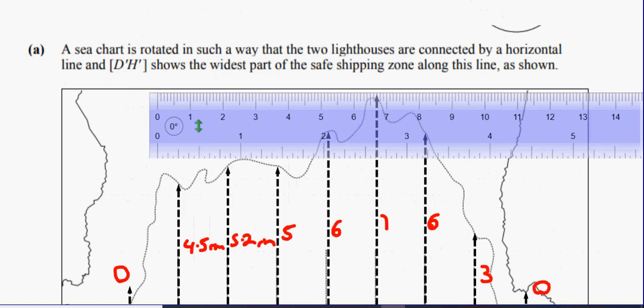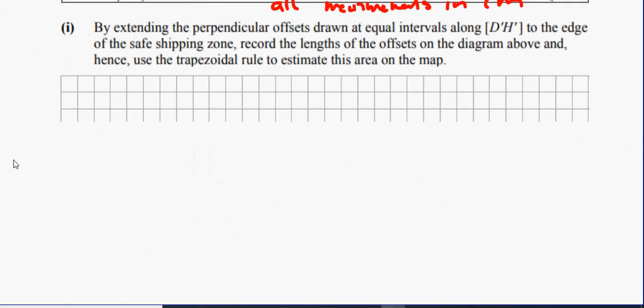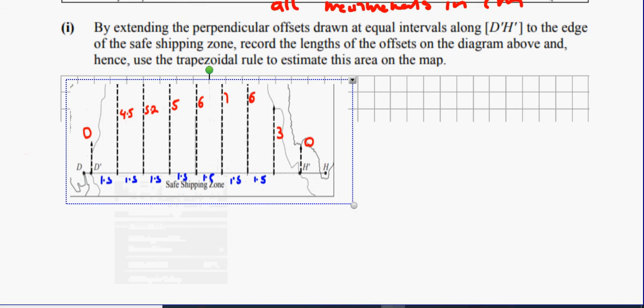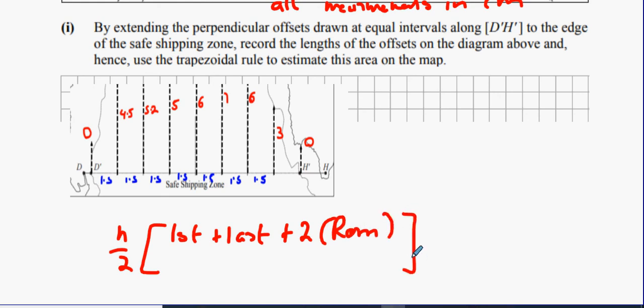So it asks us to find the area in the first question. Yep, we have to do the area. So we have to do the trapezoidal rule. Now, what is it again? H over 2. Anybody remember? First plus last, then 2 times the remainder. Where would you find that on your tables? It should be under area approximation. H over 2, so you can see it's first one, last one, 2 times the rest.